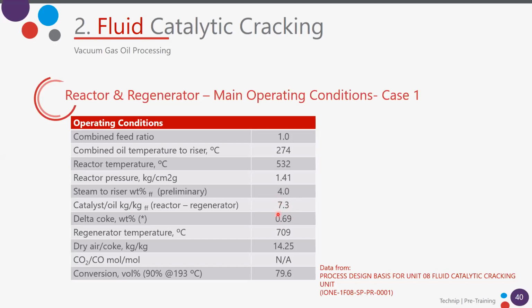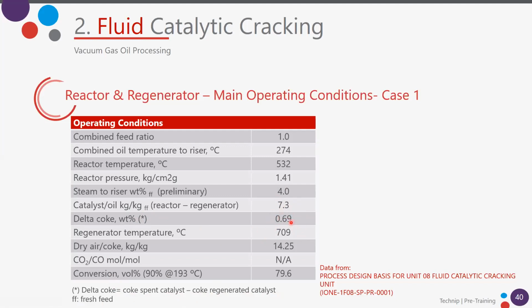We have here the delta coke. Remember that before we talk about this delta coke, this delta coke is defined as the coke in the spent catalyst minus the coke in the regenerated catalyst, and it is about 0.7 weight %.